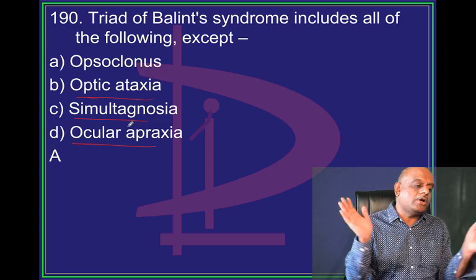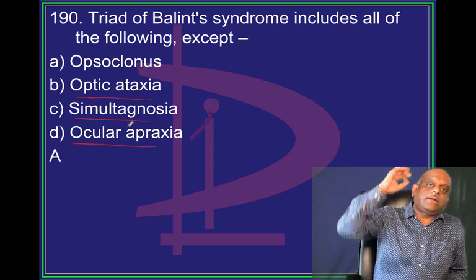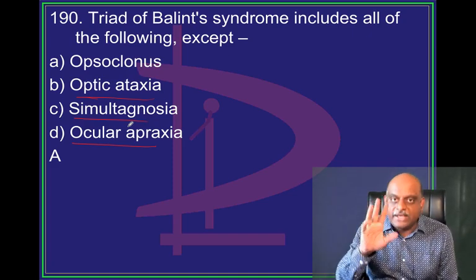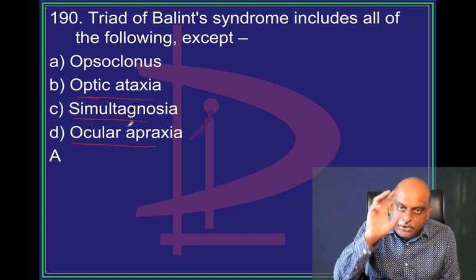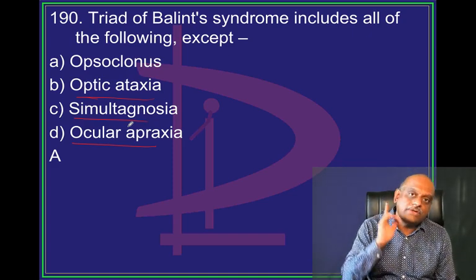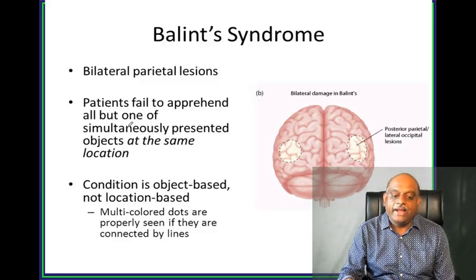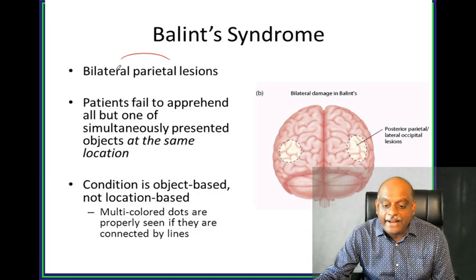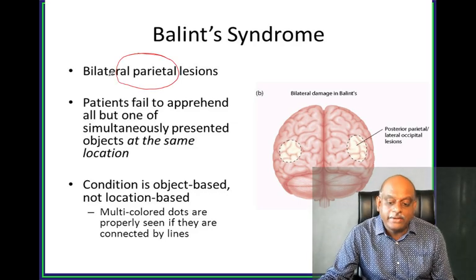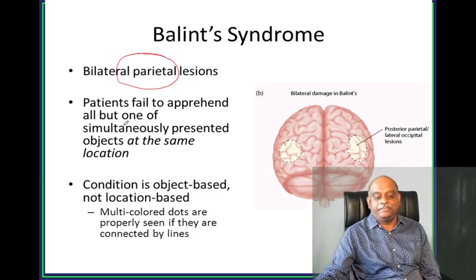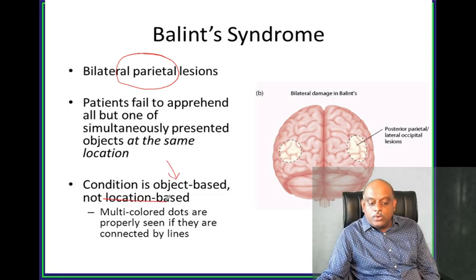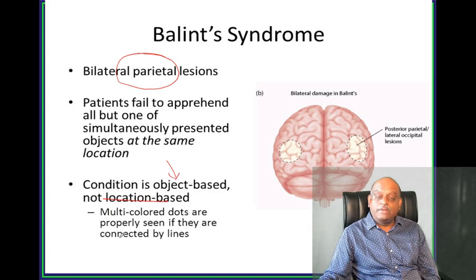So once more tell me, doctor, what is the triad of clinical features of Balint's? Optic ataxia, ocular apraxia and simultagnosia. And why does it happen? It happens because of the bilateral parietal lobe lesion, is what you need to remember. And it is object based, not location based, right?